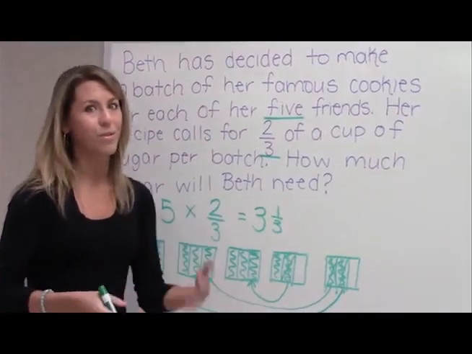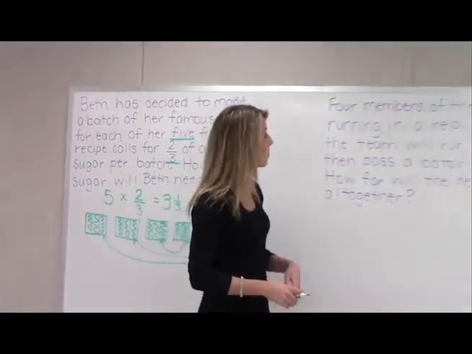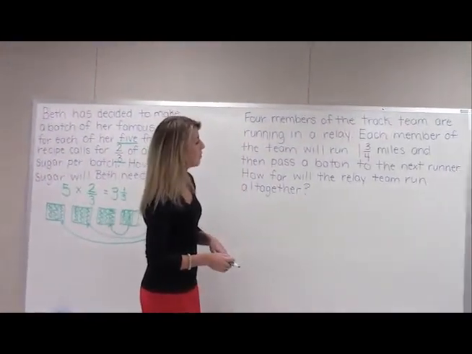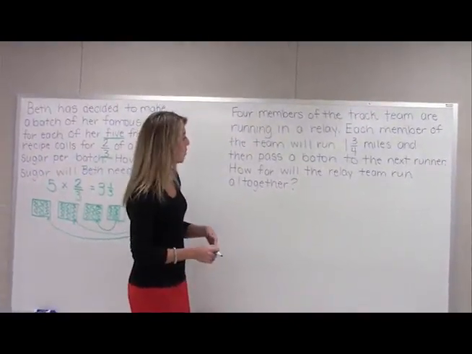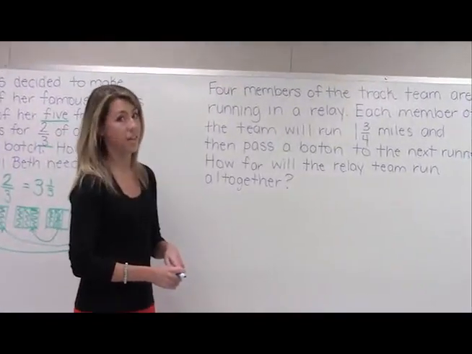Now that we've enjoyed all of those delicious cookies, let's burn off some of those calories with the running problem. 4 members of the track team are running in a relay. Each member of the team will run 1 3/4 miles and then pass a baton to the next runner. How far will the relay team run all together?